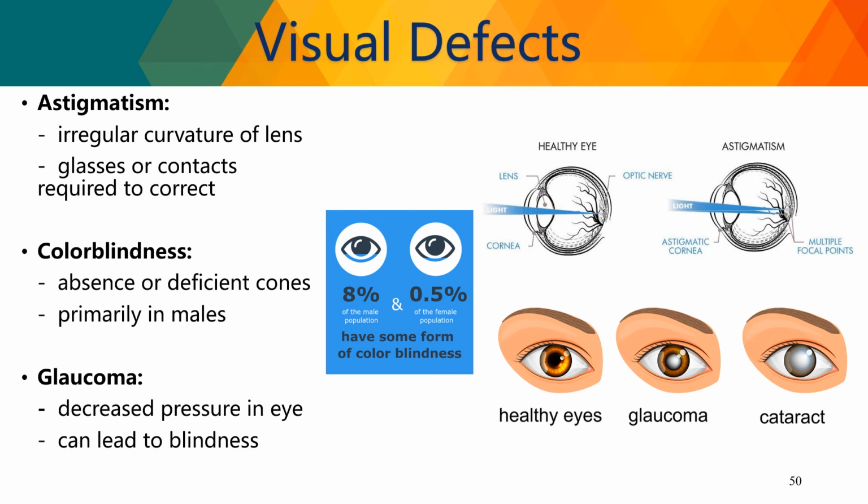Okay. And then next you have glaucoma. It is increased pressure in the eyes and it can lead to blindness. So here, in healthy eyes, your vision should be clear. When you have glaucoma, of course, the central part of your vision has blurriness, and then this one, when it is cataract, the whole eye is totally covered. Okay?